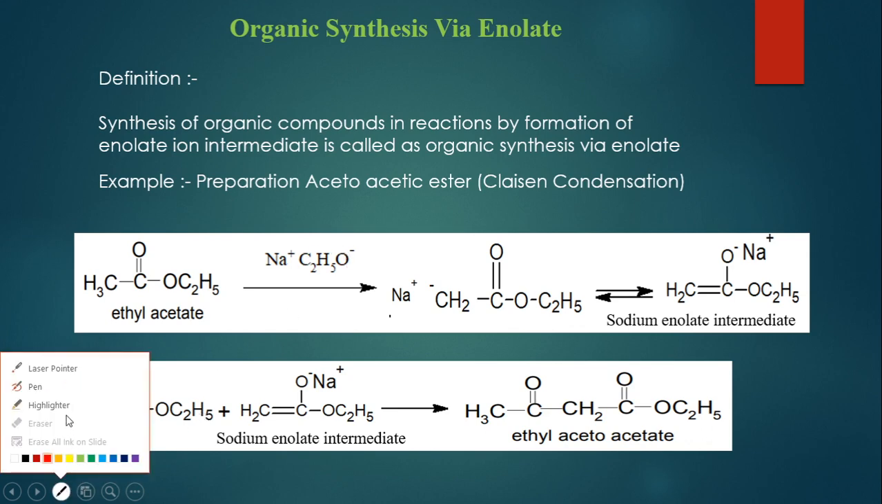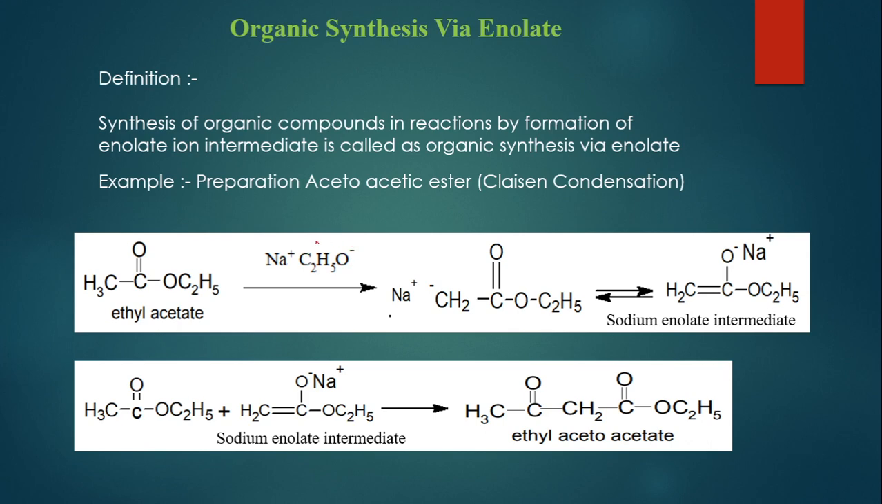This ethoxide anion abstracts the acidic proton of this methyl group, and there is generation of the carbanion. This carbanion is neutralized by the charge of the sodium positive ion. This carbanion is stabilized by undergoing resonance or tautomerism, and it gives the intermediate, that is sodium enolate intermediate.